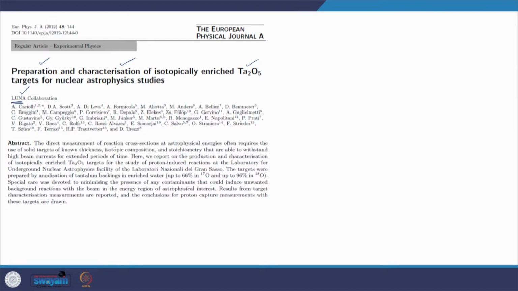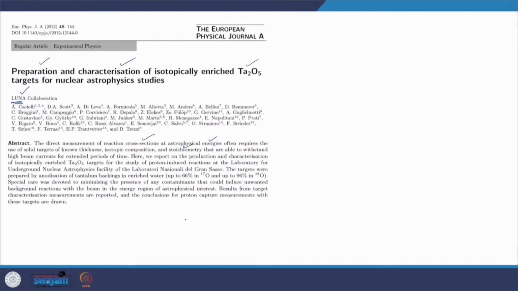They have measured cross sections at astrophysical energies, which often requires the use of solid targets of known thickness, isotopic composition and stoichiometry, which is one of the main challenges. I will discuss the role of stoichiometry of target material also in today's lecture. But in this particular slide, I am showing you an interesting experiment carried out by the LUNA collaboration.